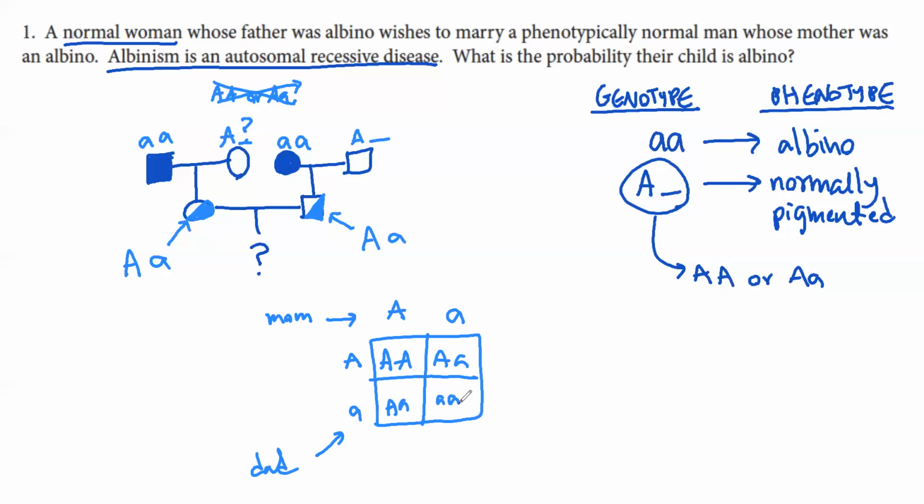Cool. Since the question's asking what's the probability the child is albino, we're looking for which genotype here would lead to an albino phenotype, and that would be this. And this is 1 out of our 4 options from our Punnett square.